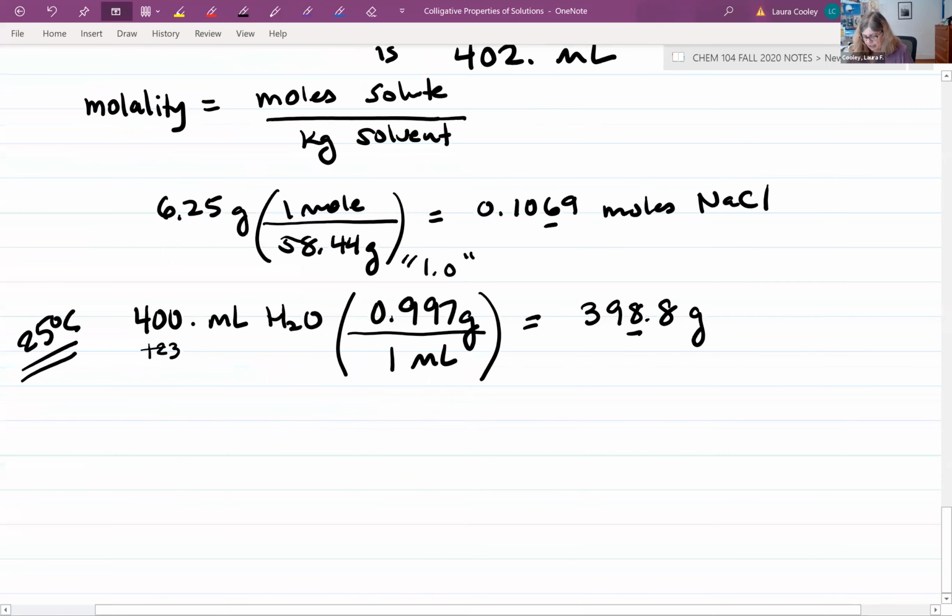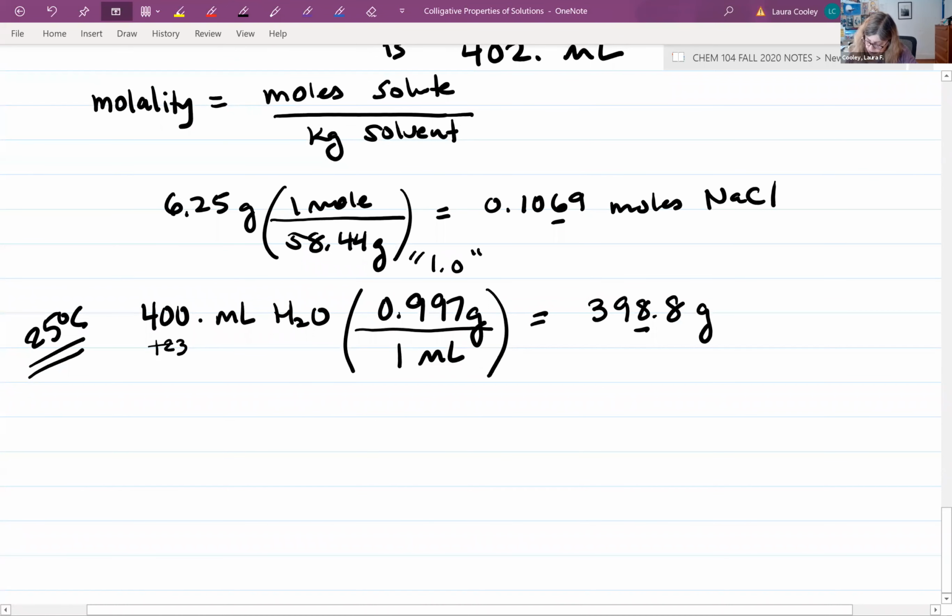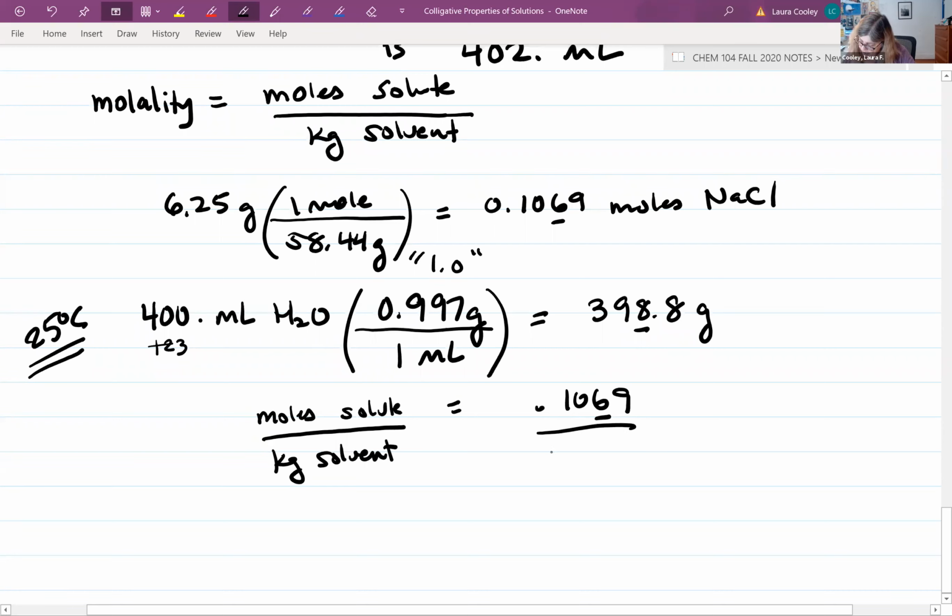But I'm continuing with this calculation, because now what I have to do is take my moles of the solute, which is 0.1069, and divide it by the kilograms of solvent, which is 398.8 grams, again underlining the third sig fig. And when I do my division, I get 0.268 is the molality.